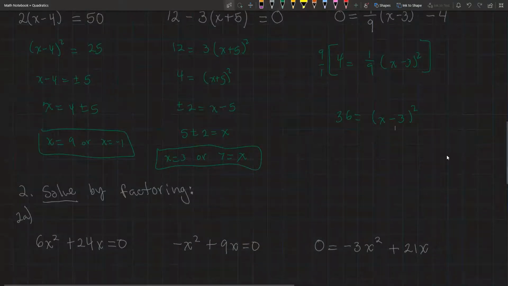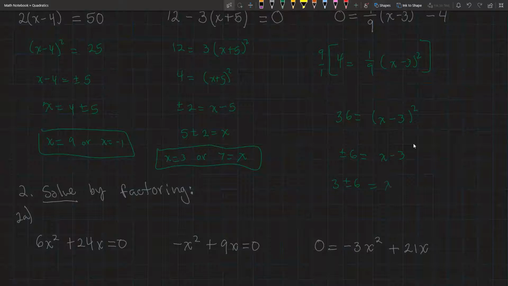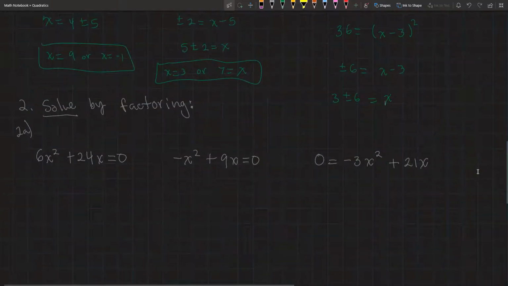We know that to square a number to get 36, it better be a positive or negative 6. And the something is x minus 3. Therefore, we only need to undo the minus 3 part. So add 3 to both sides, plus or minus 6 equal to x. And remember that we added 3 to both sides of the equation. So now we can say that x either is equal to a 9 or x equal to a negative 3.